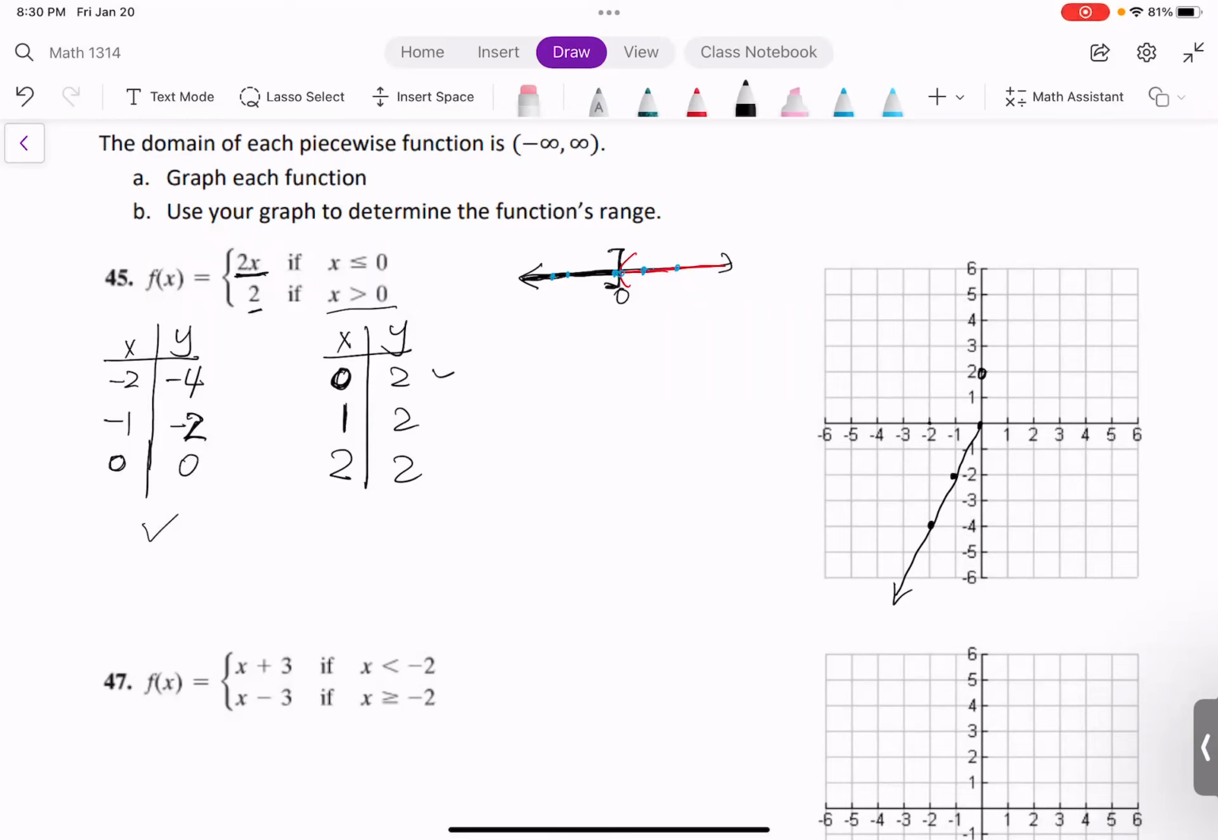Another part, we're starting from 0, 2. I know that this point is not on the second part of the graph, so we use an open circle. Second point is 1, 2. This is a solid point. Next one, 2, 2. Then we can graph them using a straight line.